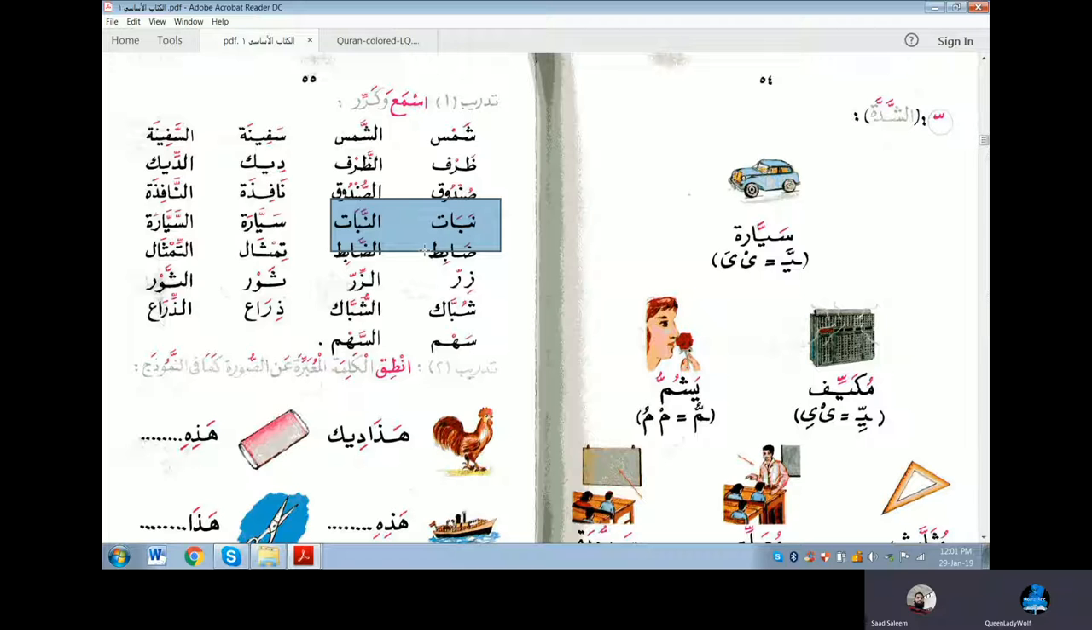And Sayaratun. That's a car. Okay, a car. That is a word that I see all the time. I don't know why I'm making this harder than it needs to be. Sayaratun, and Assayaratun is the car.